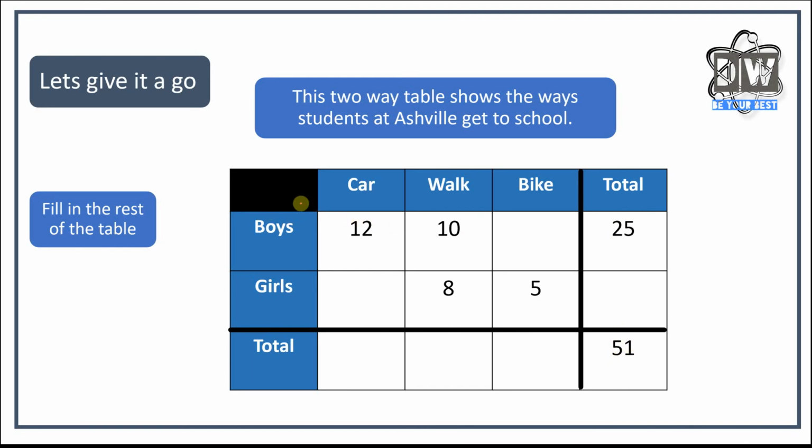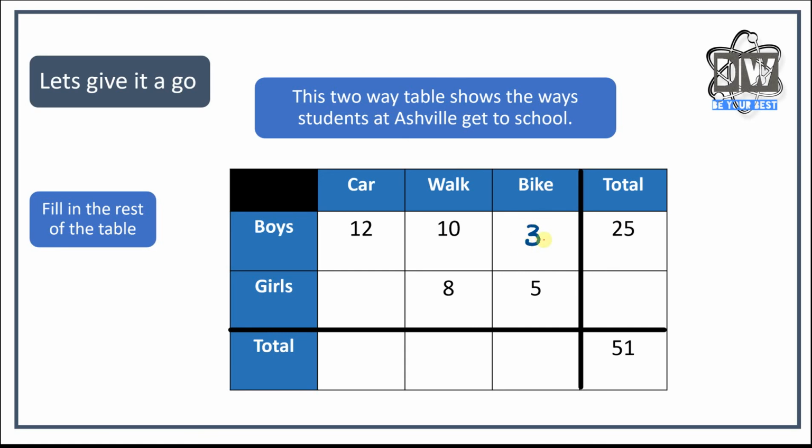What they're saying is that 12 boys out of 25 use a car or get dropped off in a car. 10 boys out of 25 walk. So if I add these two together, I get 22, which means 25 take away 22 leaves me with 3. That makes sense, doesn't it? I've got 12 boys that arrive in a car, 10 boys that walk, so we've got 22 so far, plus 3 boys that bike, total of 25.